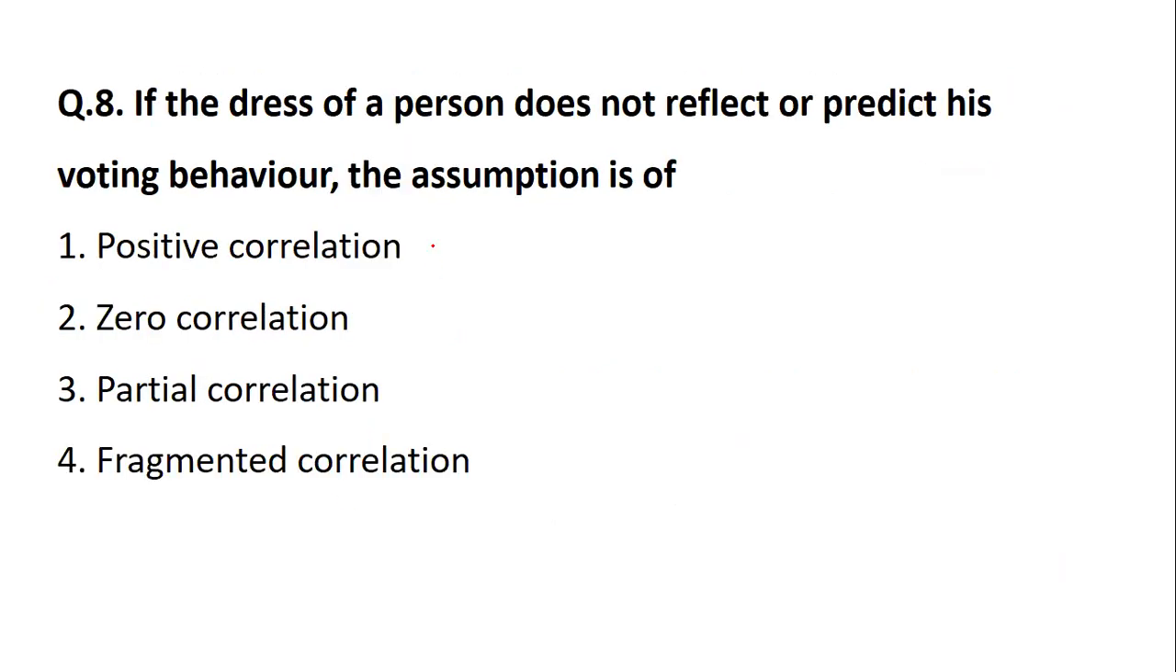Now, coming to the next question. If the dress of a person does not reflect or predict his voting behavior, then you do not get any conclusion from the dress the person wore. What is it called? Is it a positive correlation, a zero correlation, a partial correlation, or a fragmented correlation? Such research, we tell it as what?